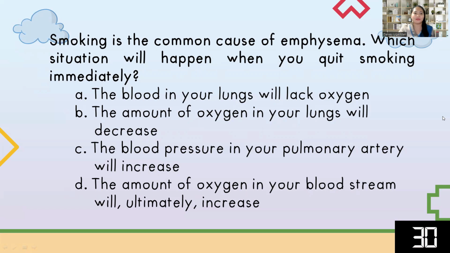Question number 20. Smoking is the common cause of emphysema. Which situation will happen when you quit smoking immediately? A, the blood in your lungs will lack oxygen. B, the amount of oxygen in your lungs will decrease. C, the blood pressure in your pulmonary artery will increase. D, the amount of oxygen in your bloodstream will ultimately increase. Key in your answer in the comment section.